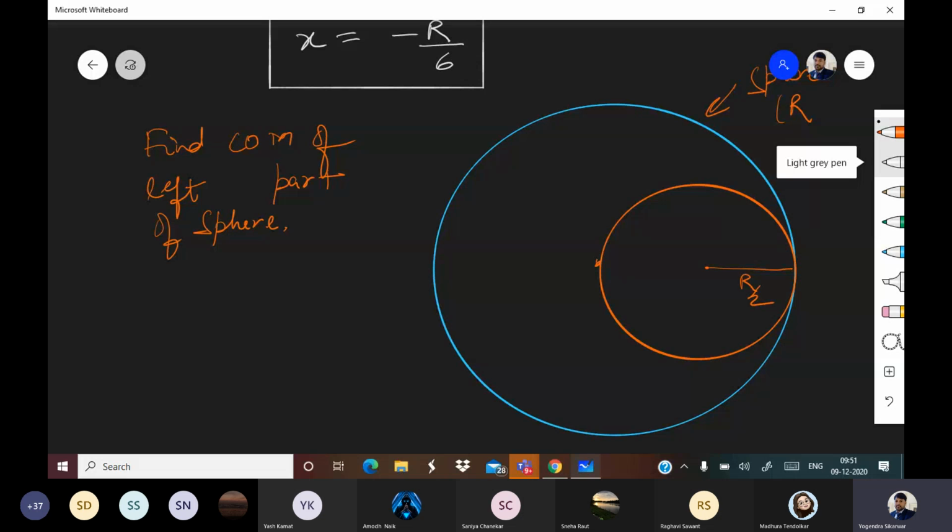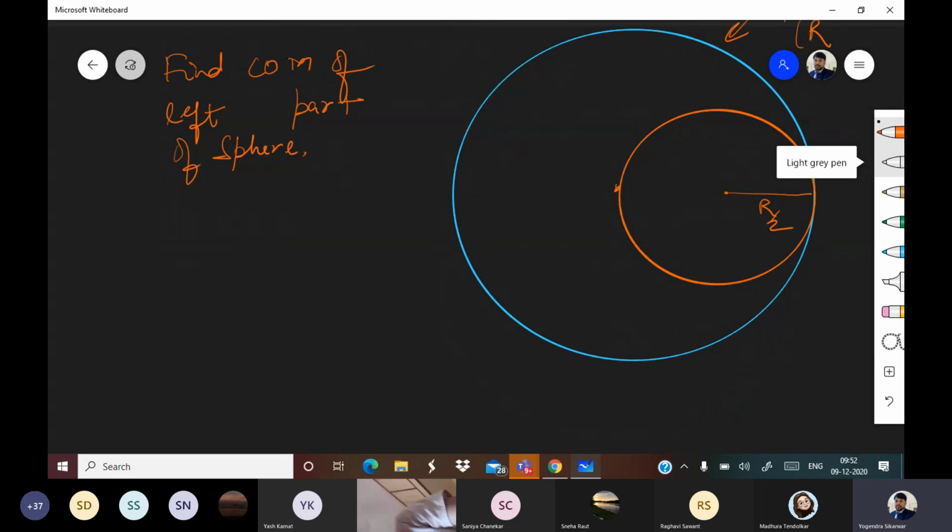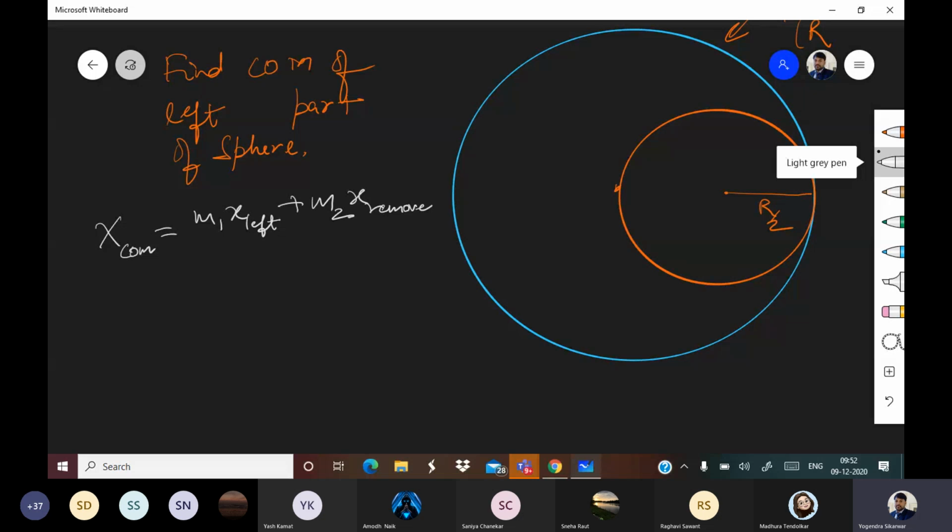Okay, enough time given. Pay attention. In this question also, the process is the same. X complete is equal to m1 into x left plus m2 into x removed upon m. Or you can say m1 plus m2.